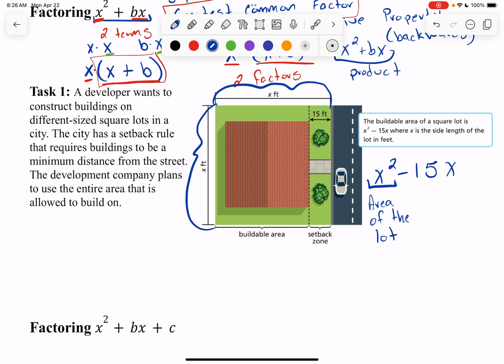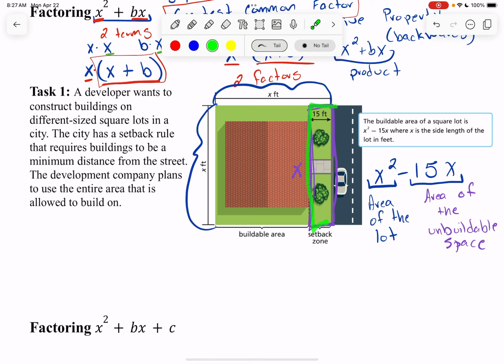Okay, but now where did this 15x come from? Well, 15 comes from this length is 15. But this length of the entire lot is x. So the area of this unbuildable space is that 15x. Okay, so the area of the entire lot is x squared, but I can't build on that 15x square feet. So that's the area of the unbuildable space.